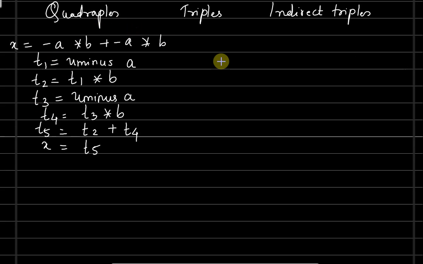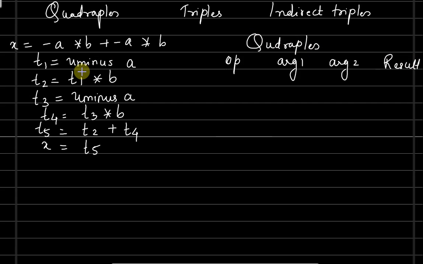Okay, so you will have 4 components: operator, argument 1, argument 2, and result. So this is quadruples representation. You consider every 3 address statement and then you represent that statement in the form of these 4 components. So the first one is T1 is equal to U minus A.